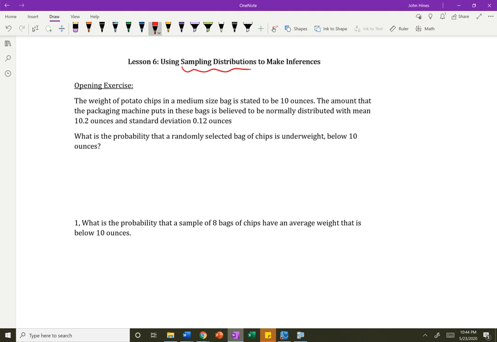The weight of potato chips in a medium-sized bag is stated to be 10 ounces. The amount that the packing machine puts into these bags is believed to be normally distributed with a mean of 10.2 and a standard deviation of 0.12. What is the probability that a randomly selected bag of chips is underweight, below 10 ounces?